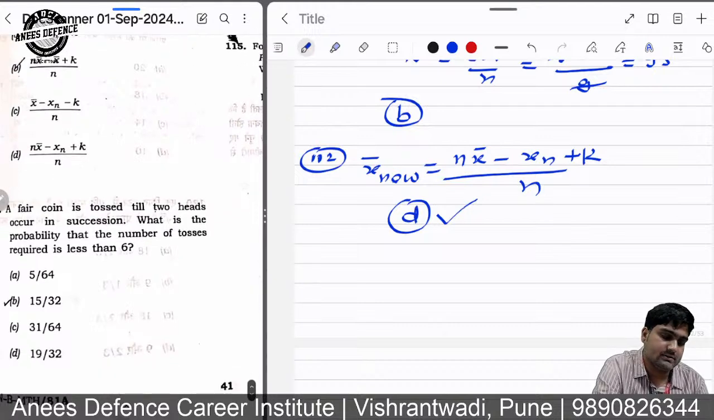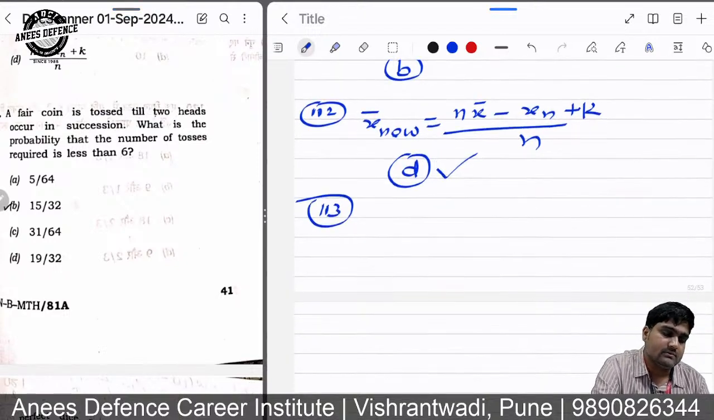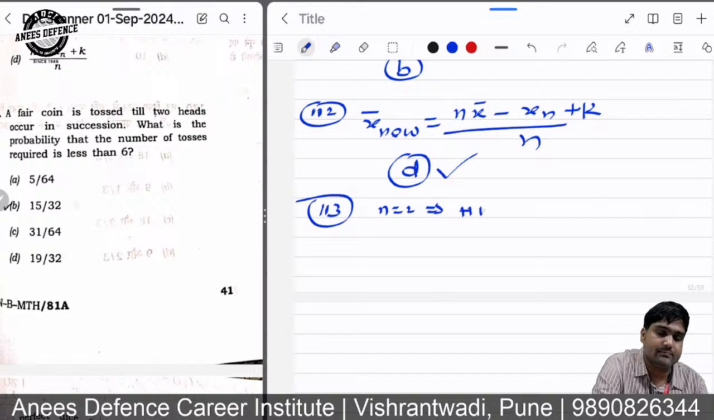Next question is question number 113. This is a tricky and difficult question. A coin is tossed till 2 heads occur in succession, and what is the probability that the number of tosses required is less than 6? So less than 6 and getting heads in succession. If I take the number of trials as 2, there is only one possibility, head and head. If I take the number of trials as 3, it's tail, head, head. These are the only cases.